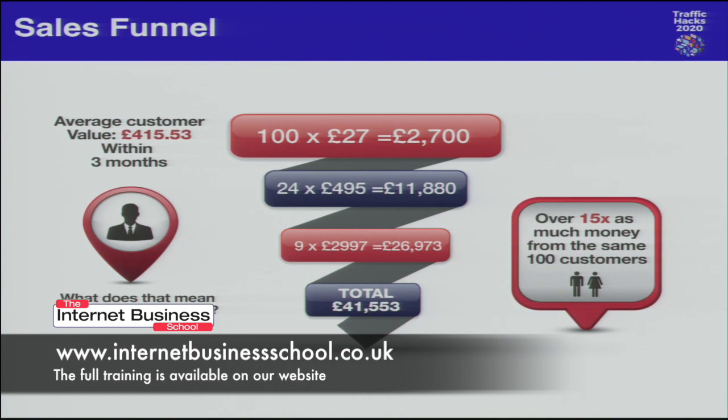So this is a sales funnel. I'm sure you're familiar with the concept of sales funnels. If you had a business with just one product, which was a £27 product, you send 100 people to it, you make £2,700. But if you had a second product, which was a £495, and 24 of the 100 people bought that, you'd make an extra £11,880. And if 9 of the 100 people bought your £3,000 product, you'd actually be making £41,553 from the same 100 customers that you were making £2,700 from. So you see, just by adding 2 high-ticket products, you've made a lot more money.